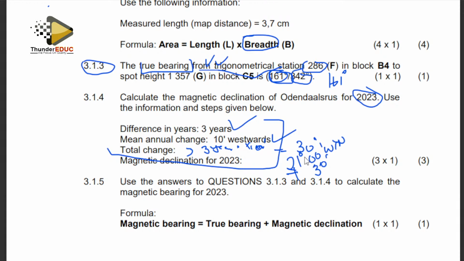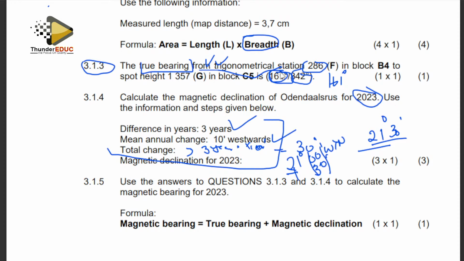So we add here. Please take note of this, learners. We add this the way it is. 00 plus 30, so you get 30 minutes. And here you just write 21. If you're prone to forgetting, you can use your calculator and get the answer right. So that is all that you needed to do.